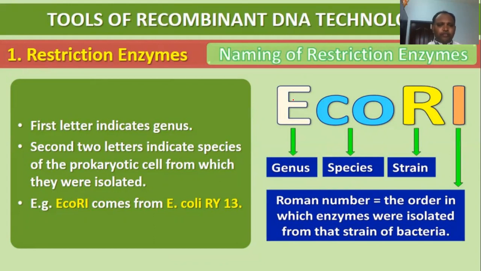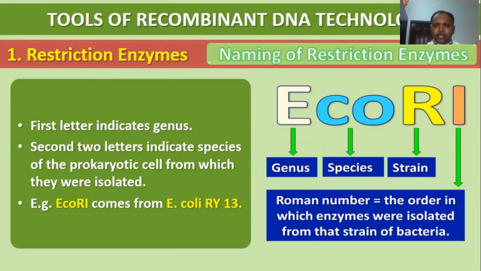So in Eco, the first letter indicates the genus, E, Escherichia coli. The first letter indicates the genus name. The second two letters indicate the species name. So that is the prokaryotic cell from which they are isolated.